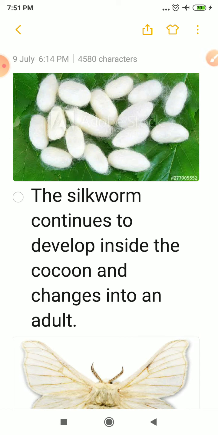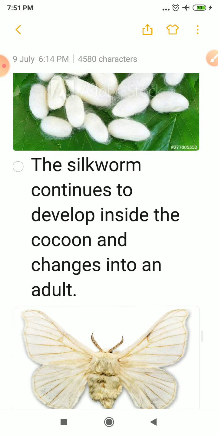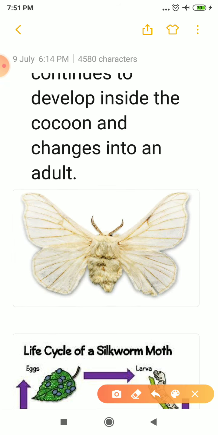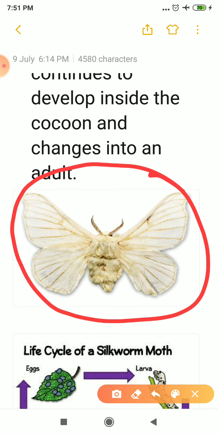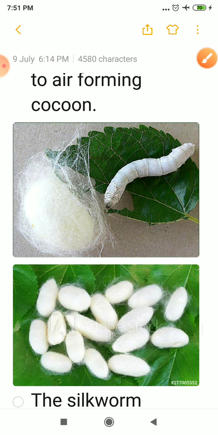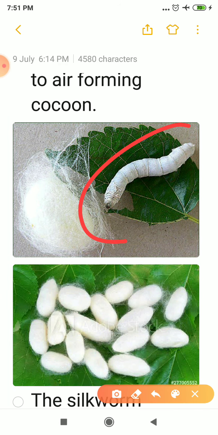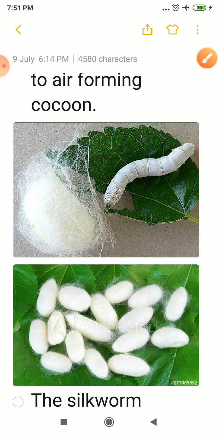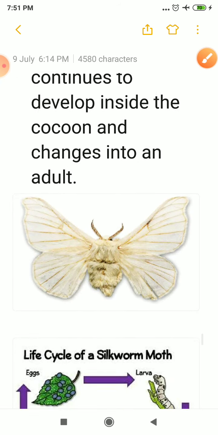Inside this cocoon, the silkworm continues to develop and changes itself into a silk moth. Now see here, there is a lot of difference between this one and this one.